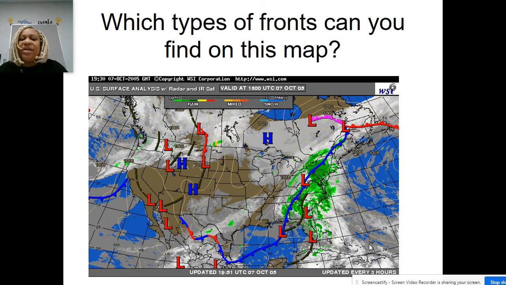So which types of fronts can you find on this map? Well, let's look together. I see right here we have an occluded front. We have a warm front right here. Here is a cold front right here. Here is another front. What is this one? Without me telling you, I want you to tell me when you do your assignment. Pay attention to everything that you are doing. Remember, all of these different symbols, you will see them again. Take note of them and be ready for those discussions.